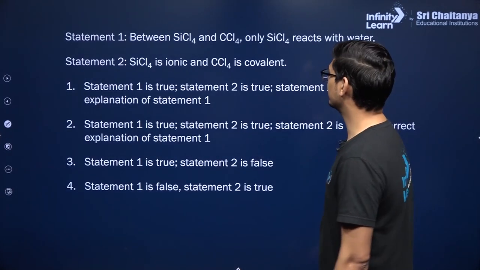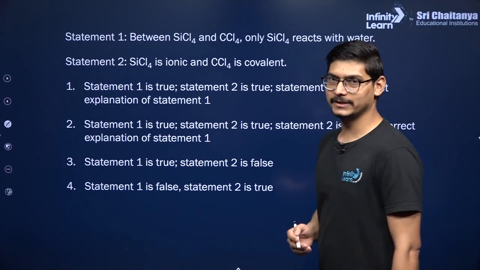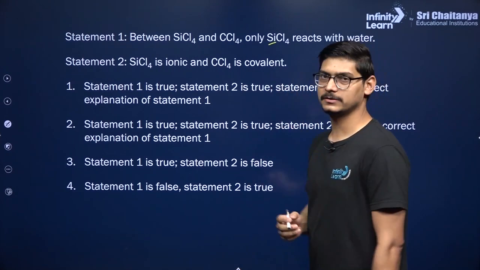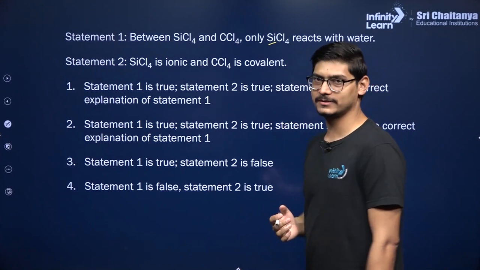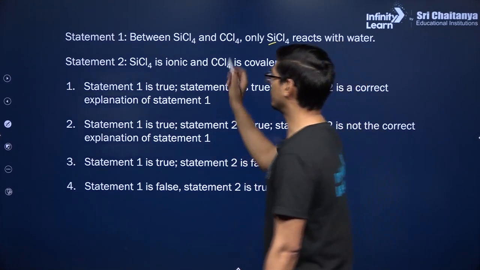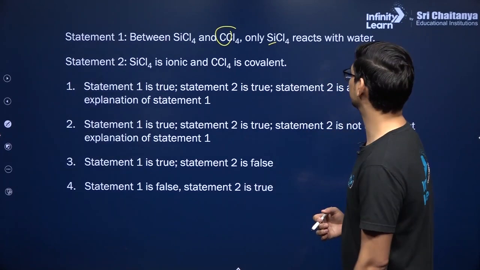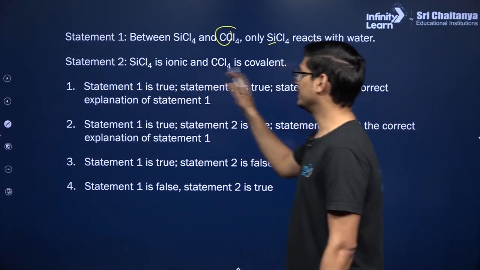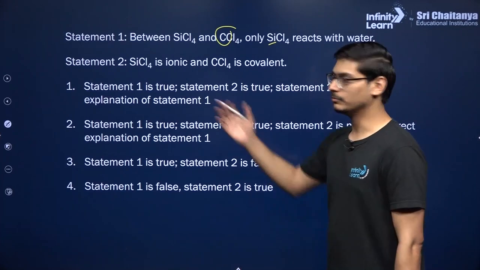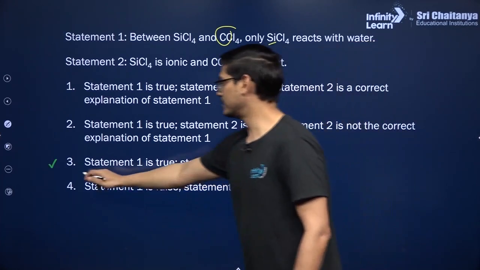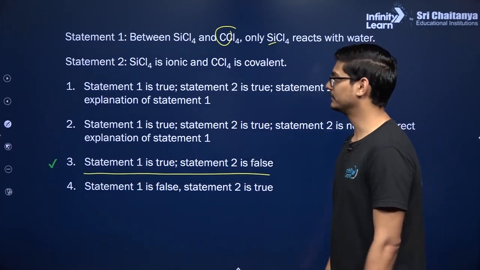Between SiCl4 and CCl4, only SiCl4 reacts with water? Yes, because silicon has vacant d orbitals. So, SiCl4 undergoes hydrolysis to produce silicic acid, but because carbon does not have vacant d orbitals, it does not undergo hydrolysis. SiCl4 is ionic and CCl4 is covalent. No, both molecules are covalent. So the correct answer is option 3, right?